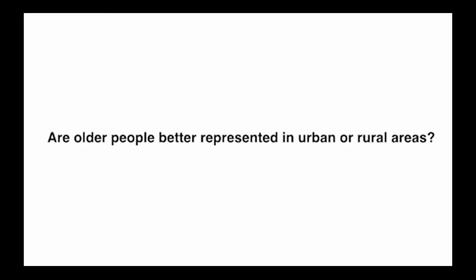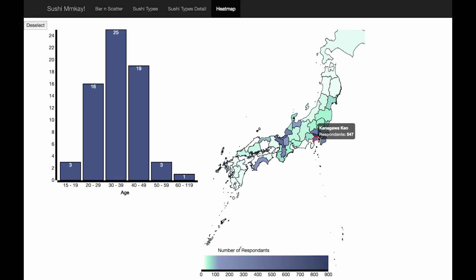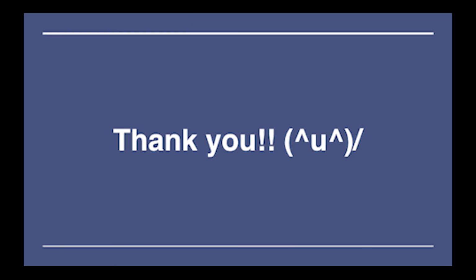Our final question is, are older people better represented in urban or rural areas? With this visualization, it's difficult to answer this question, but you can get a feel for the answer to the question by clicking around different regions and seeing if there's a larger group of older people responding in more populous regions. This concludes our demo.